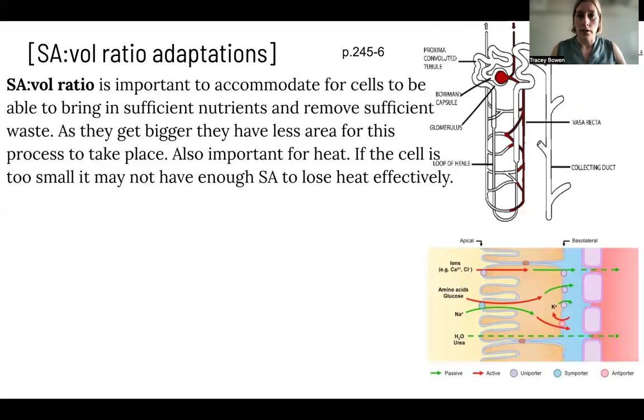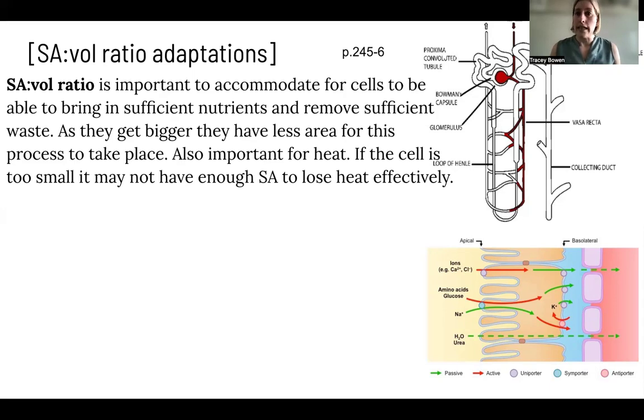So some cells, and in the case of my class, we've already looked at kidneys, so we kind of already know this, but lots of cells have different surface area to volume ratio adaptations. And so we can see here on the right, a nephron has high surface area to volume ratio for reabsorption of minerals, nutrients, vitamins, and water. And surface area to volume ratio is important to accommodate for cells to be able to bring in sufficient nutrients and remove sufficient waste. As they get bigger, they have less area for this process to take place.